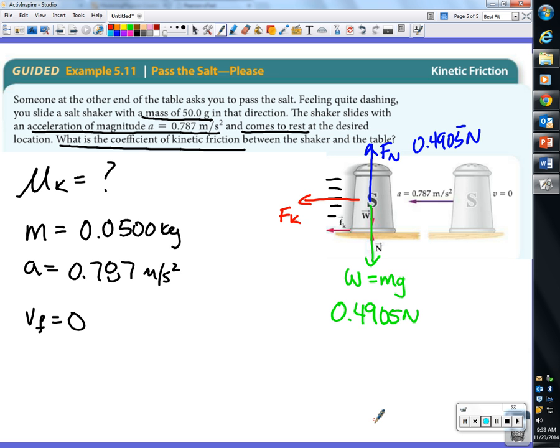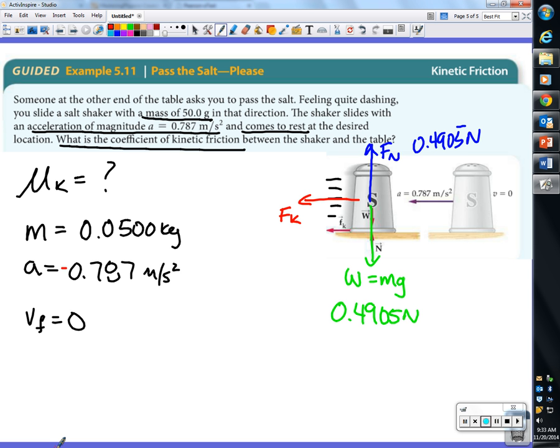That may change some of the information that we wrote down at the beginning of the problem. If we know that this salt shaker is slowing down as it slides across the table, what can we change that we wrote down earlier? The acceleration is going to be what? Negative. This will be a negative acceleration because it's slowing down. All right, good there.